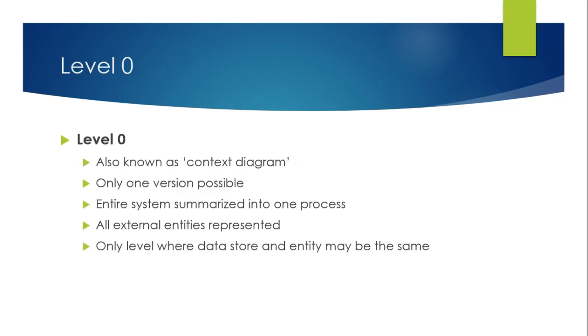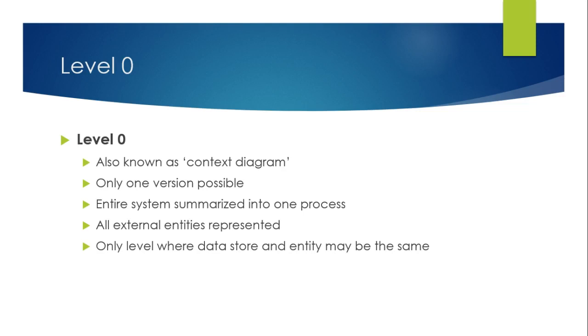A level 0 or context level diagram is the most abstract DFD. It can be seen as a bird's eye view of a program. This is always the first diagram created. There's only one possible version of this diagram. It contains all external entities. What this means is that subsequent levels cannot contain any additional entities than would be identified here.